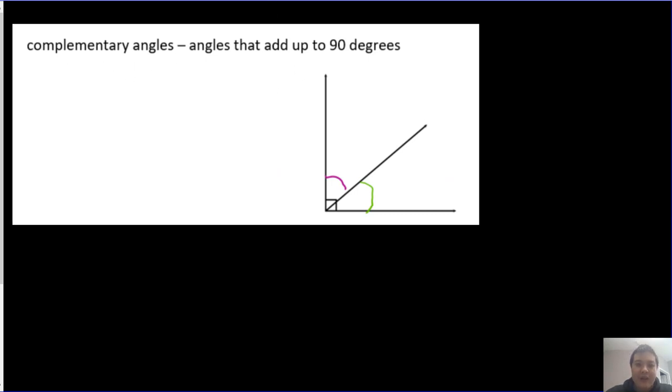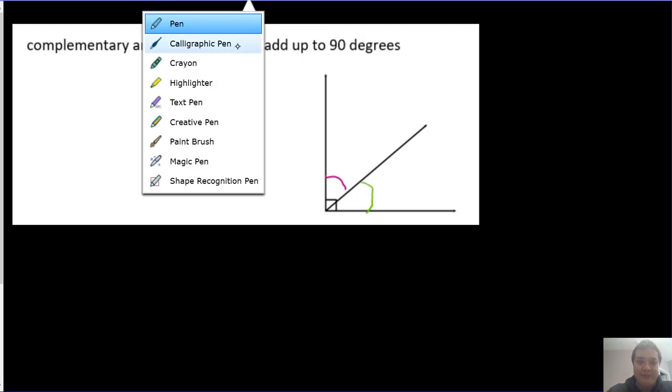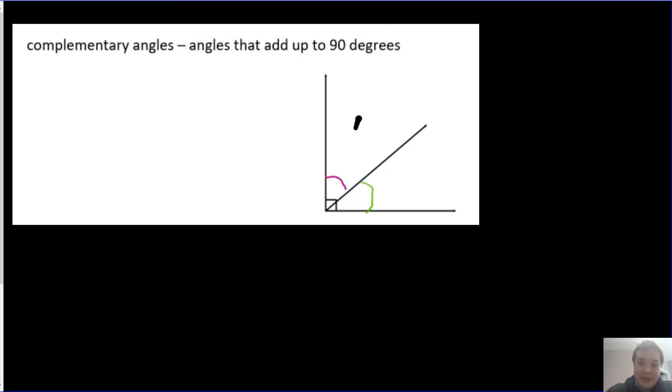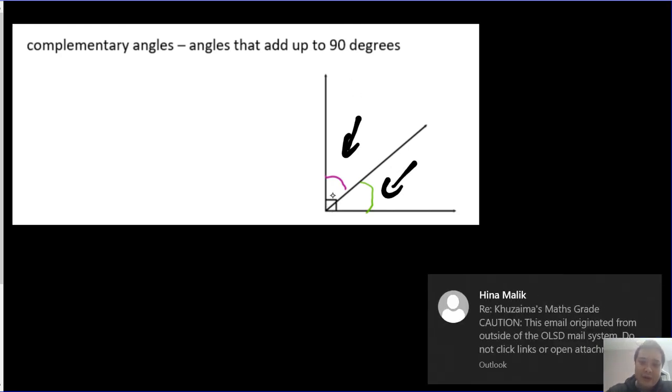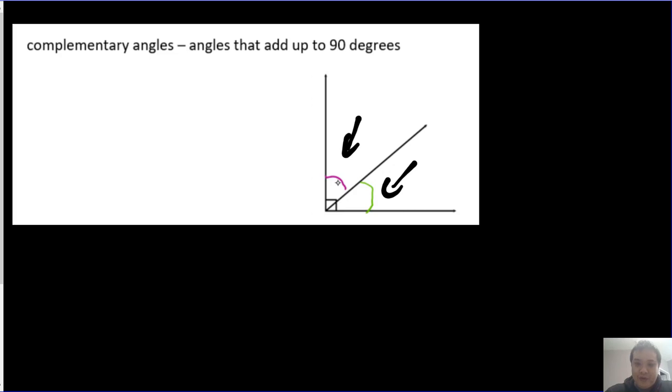The next definition that we need to know is complementary angles. Remember that if you sit up straight, you're sitting up at a 90-degree angle. That means that the angles for complementary angles add up to 90 degrees. So here, these two angles add up to 90 degrees. You can see that by this 45-degree angle right there.